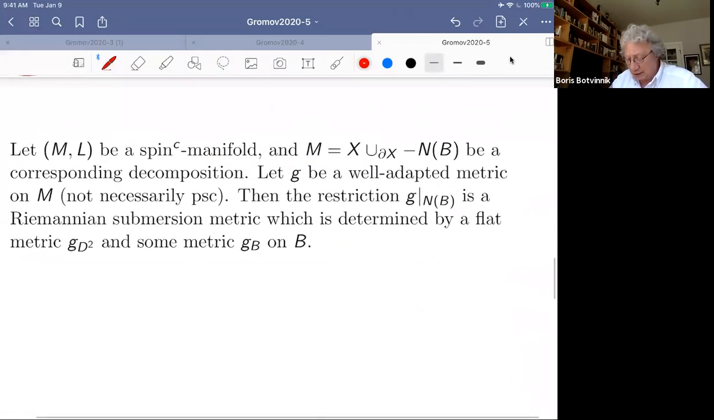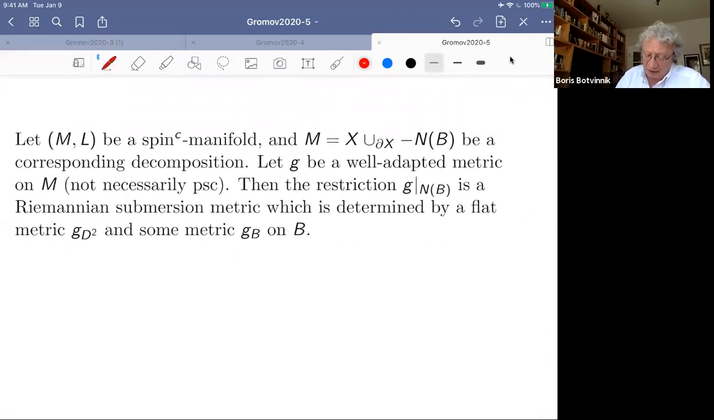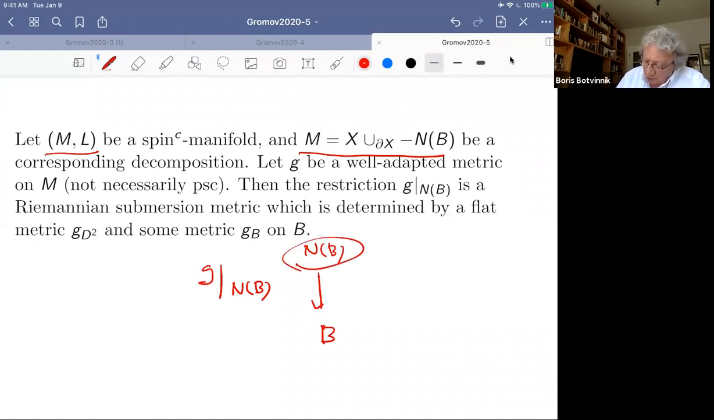Okay, so now let's analyze a little bit what we have. If we have a spin C manifold, and this manifold has a decomposition X and a tubular neighborhood of B, then we think about G, what is a well-adapted metric. So not necessarily positive scalar curvature, but a well-adapted metric, restricted to the tubular neighborhood, has to be a submersion metric on the tubular neighborhood, which is given by some metric G sub B on B, and a flat metric on the disk.